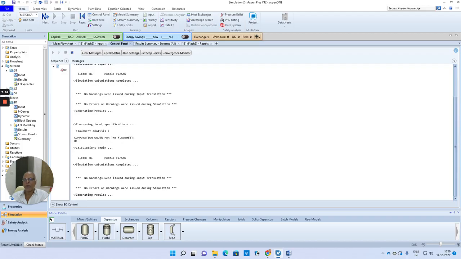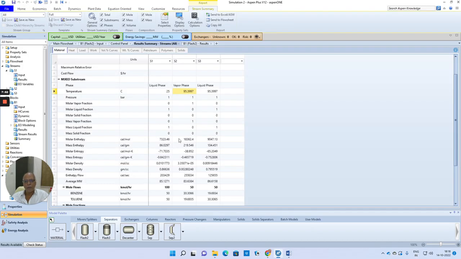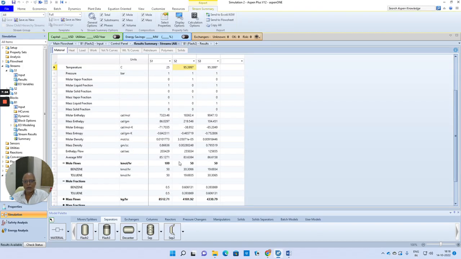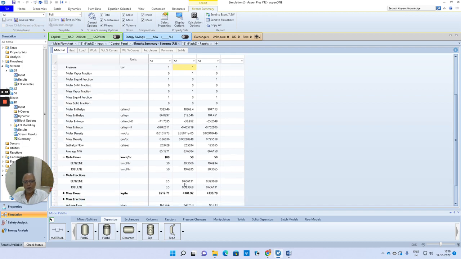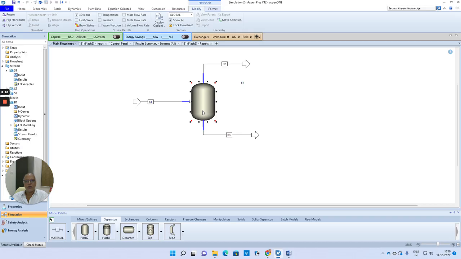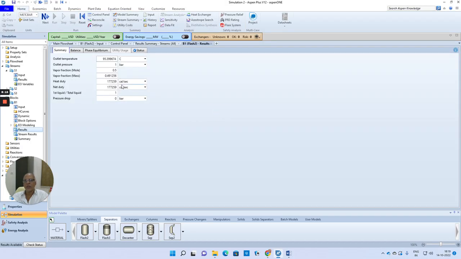Instead of vapor fraction and pressure, now we have specified temperature and pressure. So once again, you can look at the stream summary. You could see that the same vapor fraction of 50% is obtained. So 50 kilomoles per hour of vapor and 50 kilomoles per hour of liquid are obtained. And you can also compare that the compositions of the vapor and liquid were similar to the previous calculations. In the same way, you can also look at the heat duty. The heat duty is also similar to whatever we calculated earlier.